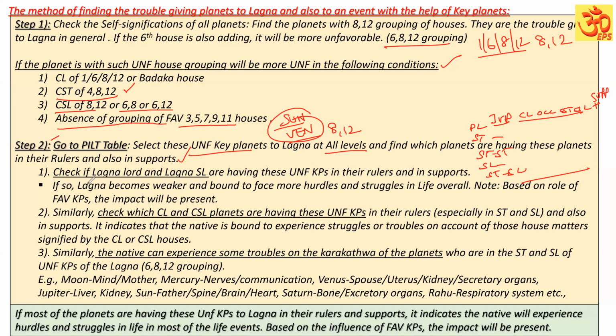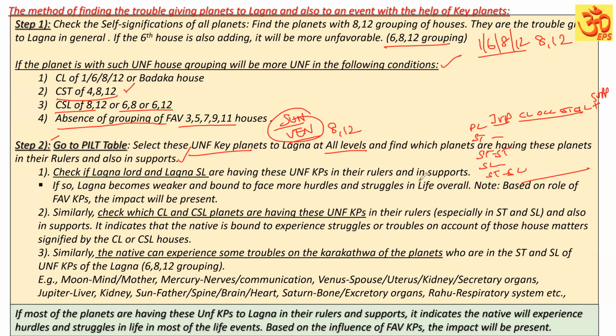In that, suppose, check if Lagna Lord and Lagna Sublord are having these unfavorable key planets in their rulers and supports. So we are checking all 9 planets. Out of them, check if the Lagna Lord and Lagna Sublord planets are having these unfavorable key planets in their rulers, in supports also. If so, Lagna becomes weaker and is also bound to face more hurdles and struggles in life overall.